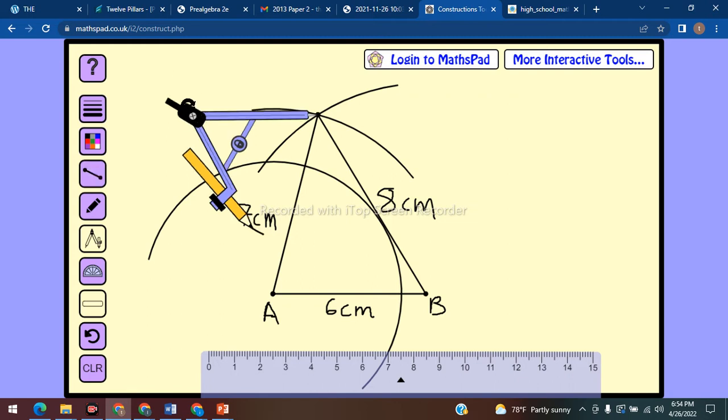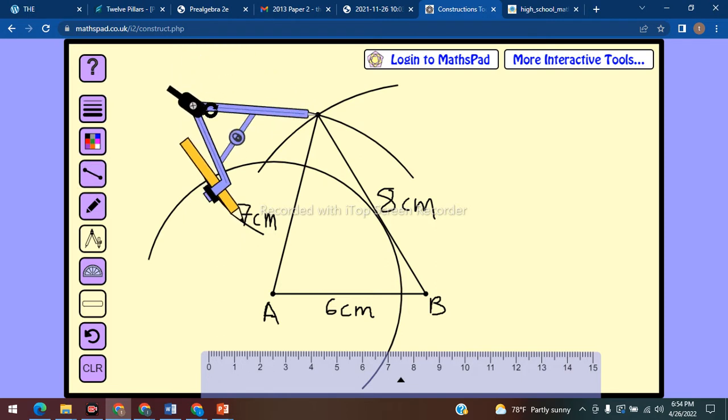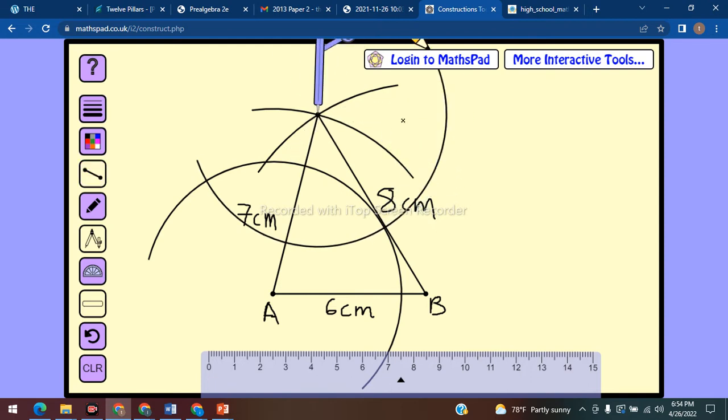Alright, so now I'm drawing an arc. Cut that at the top. I need to cut the one at the bottom. There we go. It doesn't have to be all that wide. Just need to cut here and cut here. That's all I need to do. Cut here and then cut here.